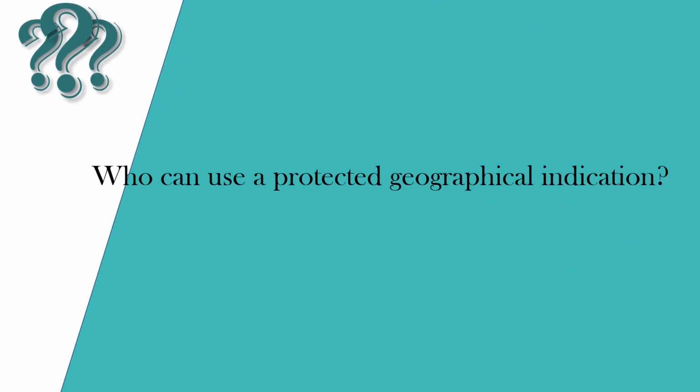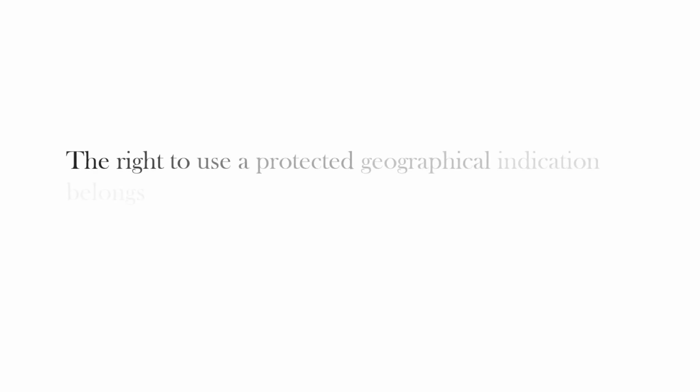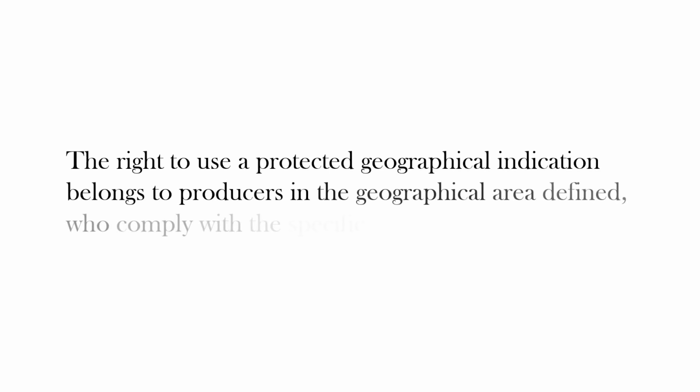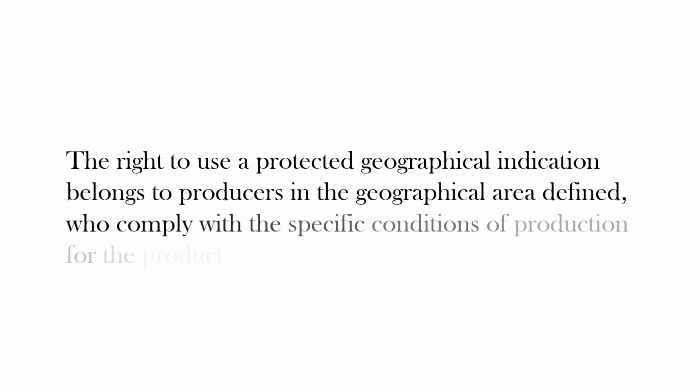Finally, who can use a protected geographical indication? The right to use a protected geographical indication belongs to producers in the geographical area defined, who comply with the specific conditions of production for the product.